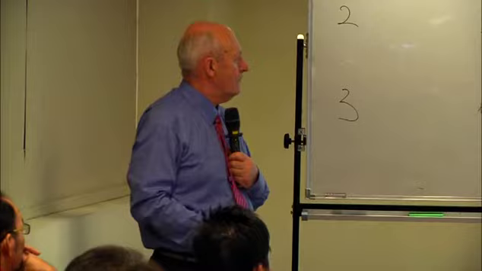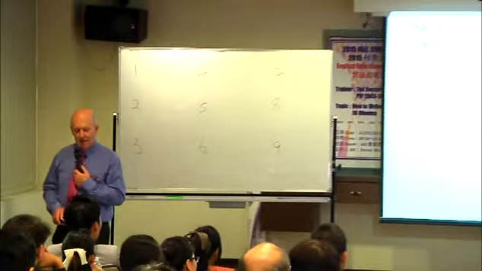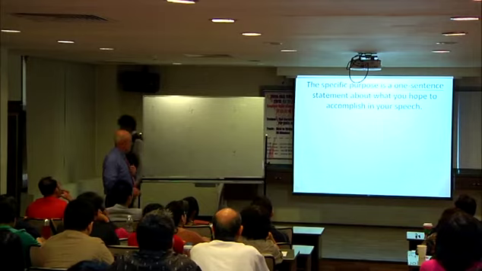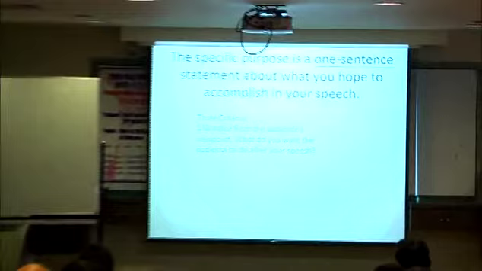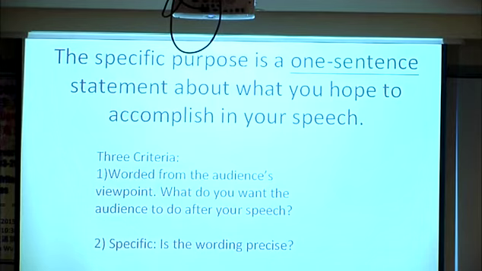The specific purpose is a one-sentence statement about what you hope to accomplish in your speech. And this falls into three sections, three criteria. It's worded from the audience's viewpoint. What do you want the audience to do after your speech? Is the wording precise? Should it be realistic and possible to achieve? Do you want time to write those things down?